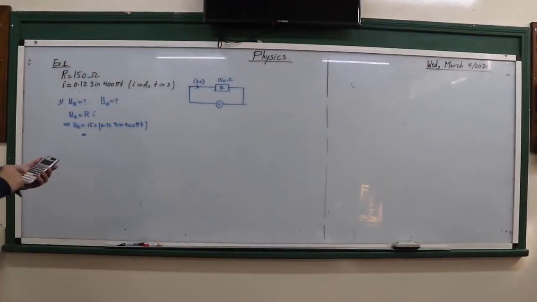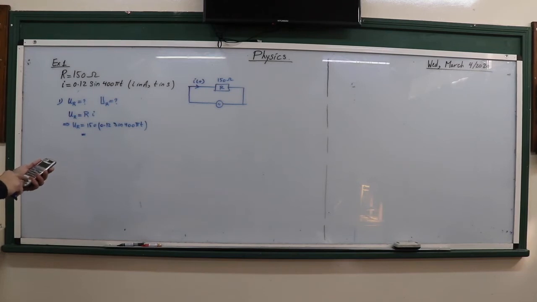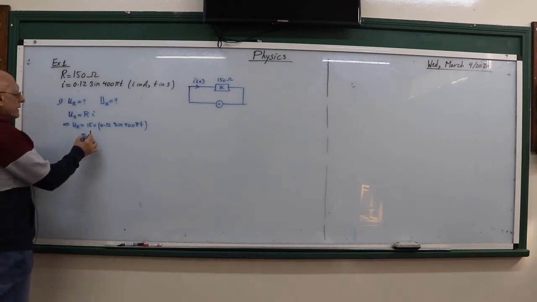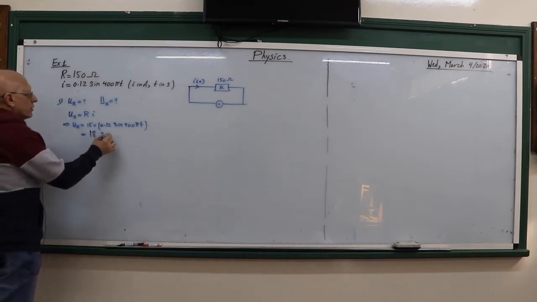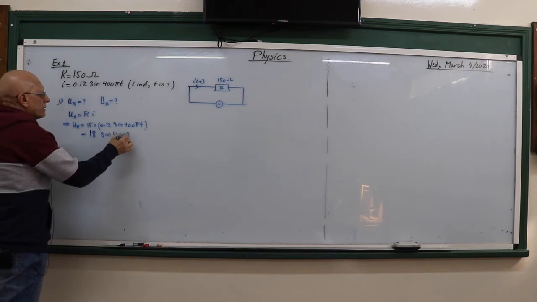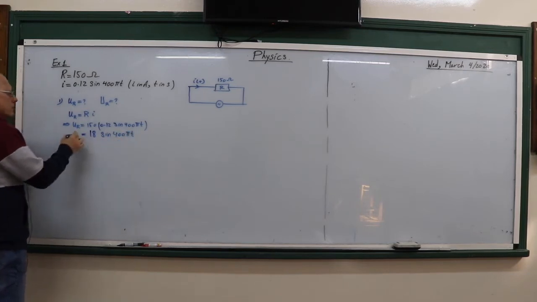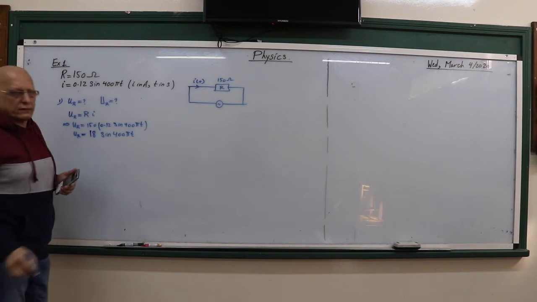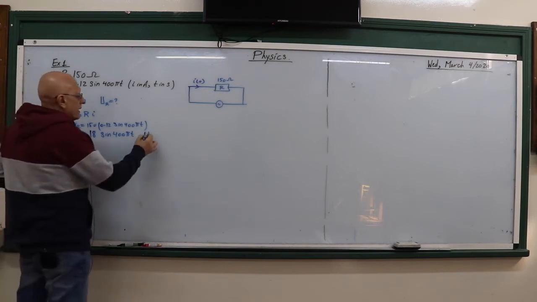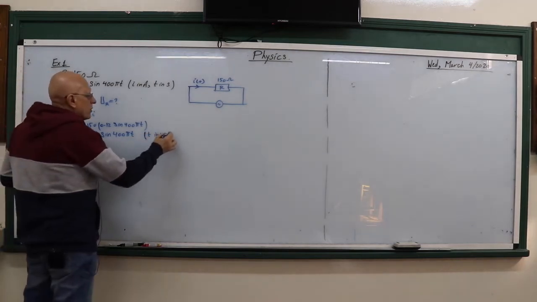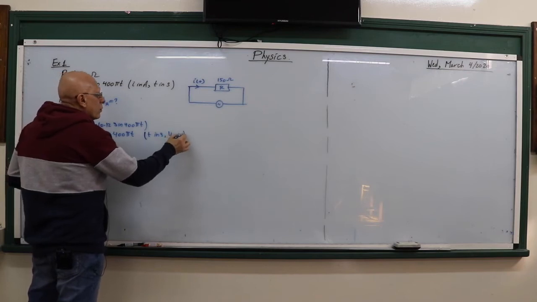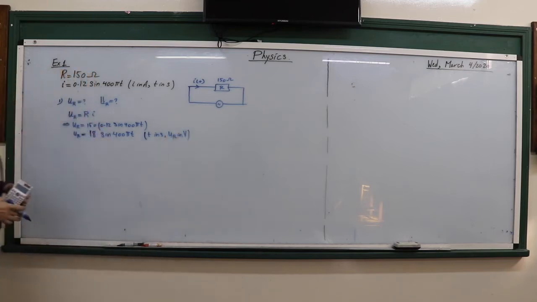Using the calculator, 150 times 0.12 will give you 18 sine 400 pi t. Don't forget the unit. t in second, UR in volt. This is the expression of UR.